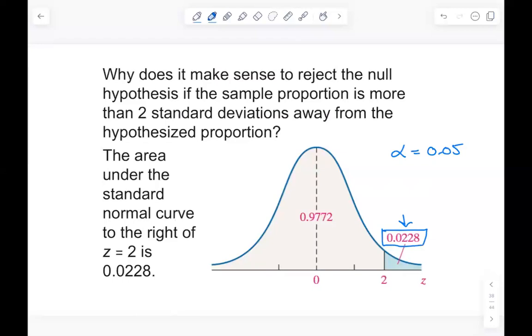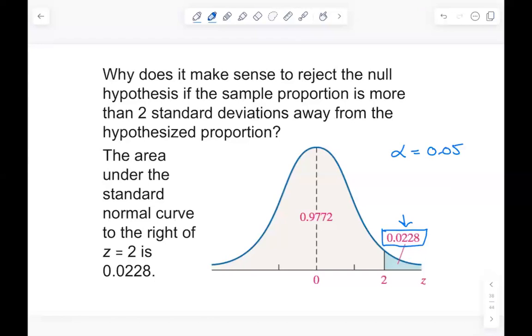So your alpha is basically a probability. Remember that alpha is the probability of making a type 1 error, and I believe that's rejecting the null when the null is true. So if I'm less than that alpha, then we're probably good and that type 1 error is not going to happen.